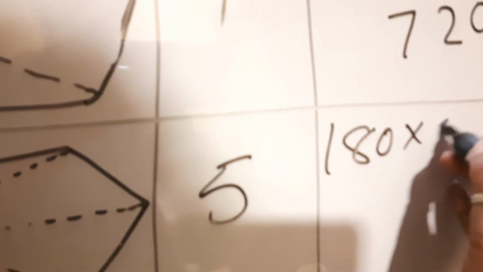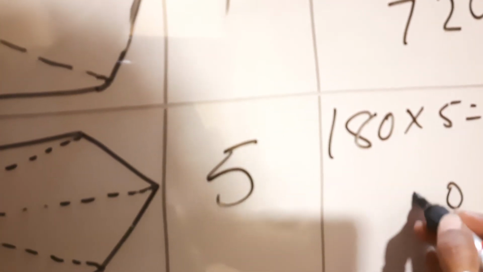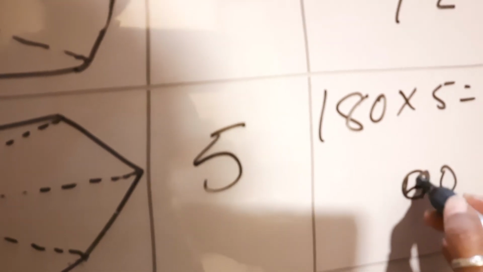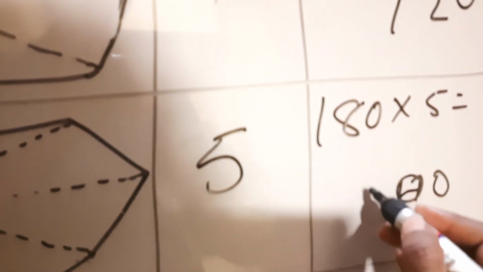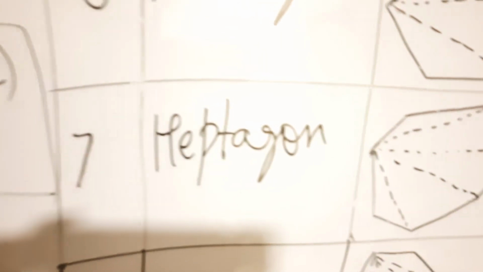So 180 into 5: 5 zeros are 0, 5 eights are 40, 0, 4 carried. 5 ones are 5, 5 plus 4 is 9. So that's 900 degrees, children. So till heptagon we are done. Now we are going for the next one. Look at that.